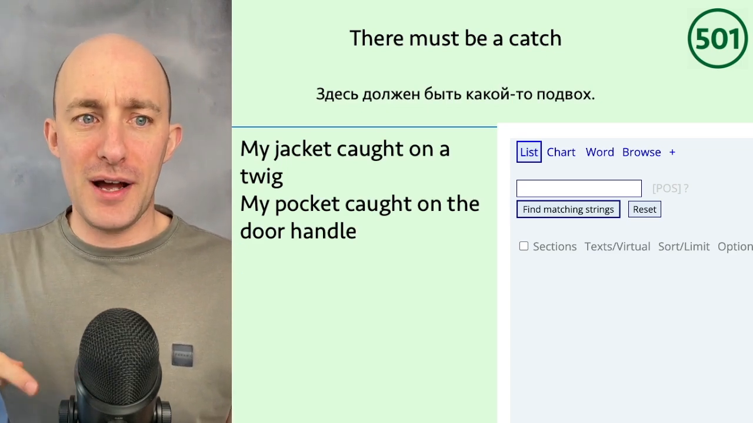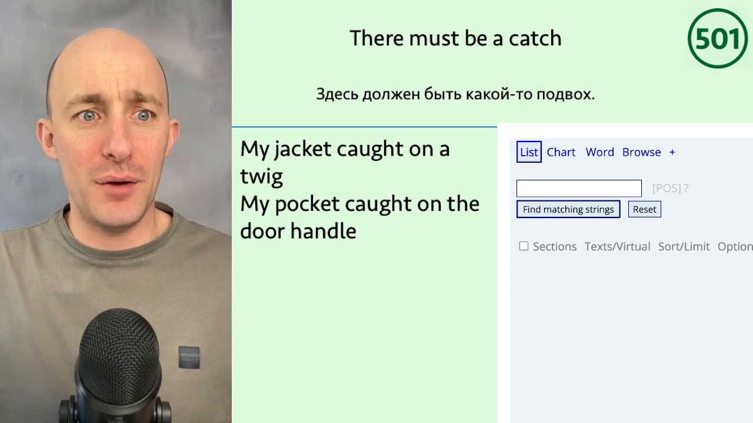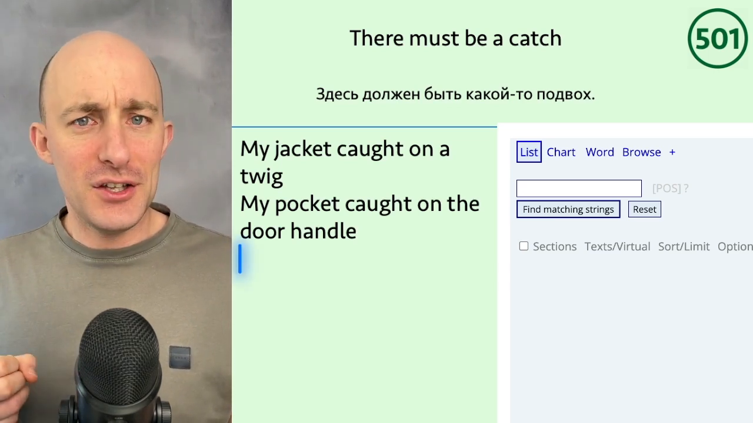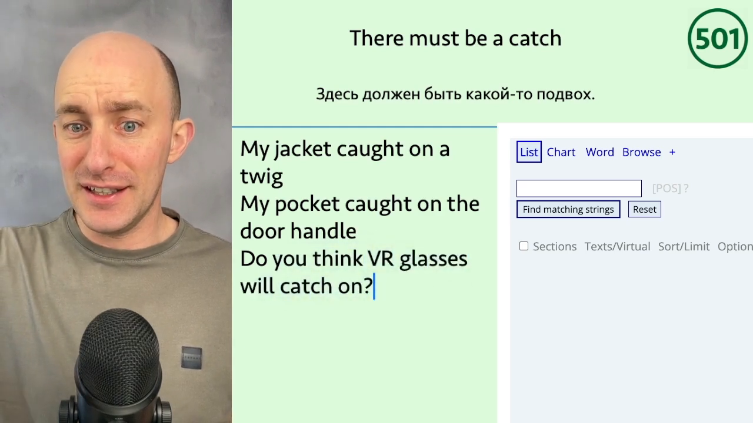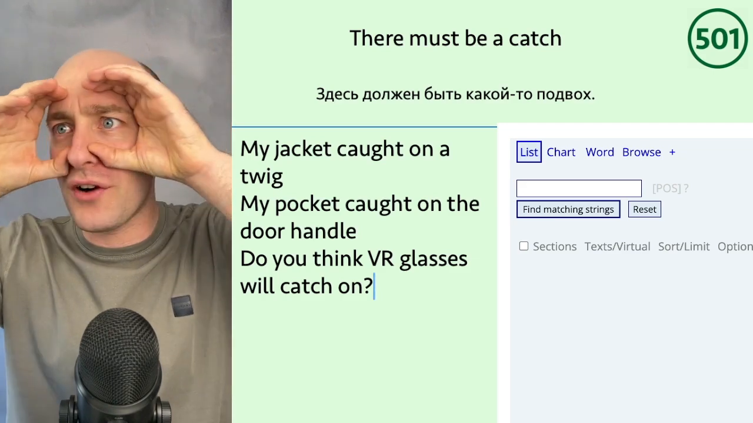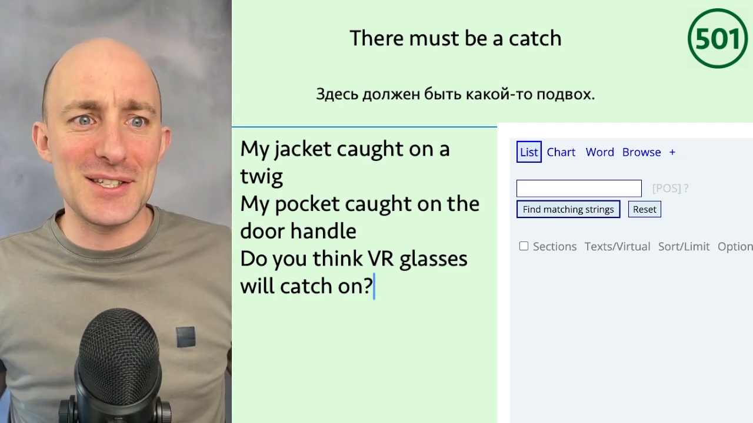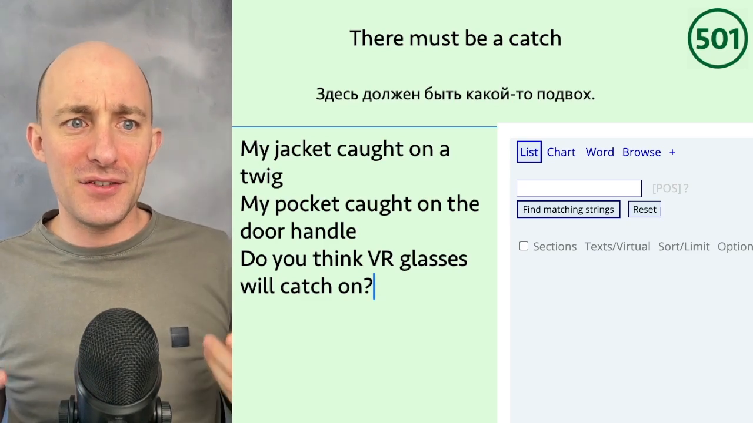And we also use catch on to talk about something becoming popular. So, do you think VR glasses will catch on? That's about virtual reality glasses. Do you think everybody will walk around in virtual reality glasses one day? Do you think they'll catch on? So it's this idea of getting snagged.